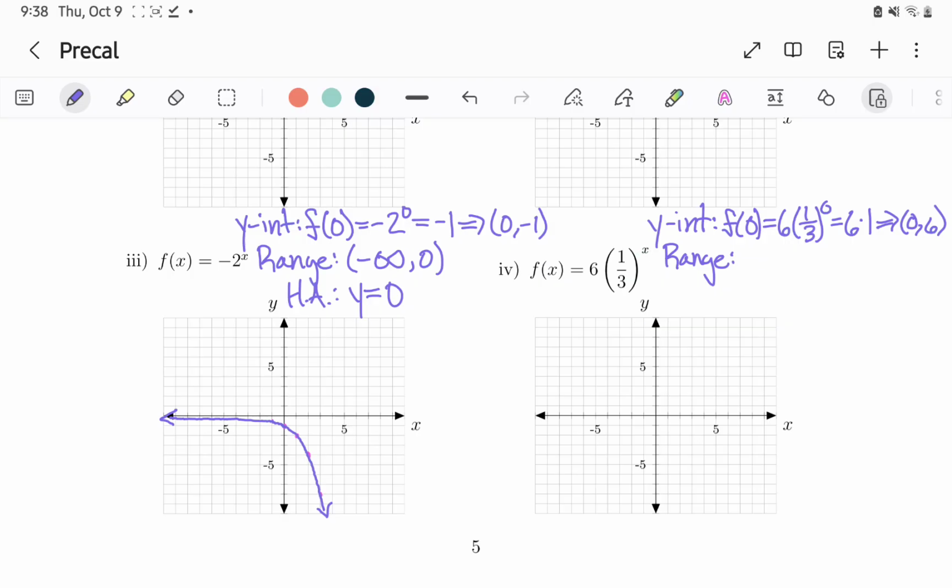And similarly, as x gets very, very large, 1 over 3 to the x is going to get very, very small. And multiplying that by 6 isn't going to change much in the long run, which is to say that as x gets very, very large here, the values of f of x tend to 0. So this time our range is going to go back to being 0 to infinity.